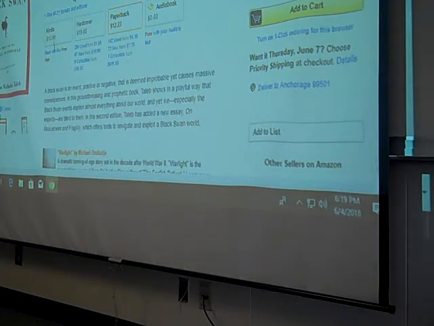So a strong inductive argument is such that if the premises are assumed to be true, then the conclusion is probably true. In other words, if the premises are assumed to be true, then it is improbable that the conclusion is false. Whereas a weak inductive argument is such that if the premises are assumed to be true, then the conclusion is not probably true. Did I read that right? Yeah.